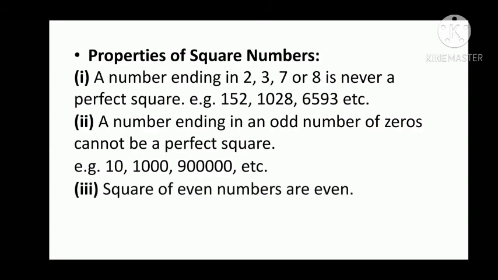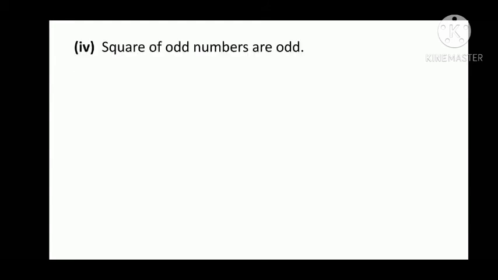Square of even numbers are even. It means if you are squaring even numbers, the answer will be also an even number. For example, 2 square is equal to 4, 4 square is equal to 16. Square of odd numbers are odd. It means if you are squaring odd numbers, result will be again an odd number. For example, 5 square is equal to 25, 9 square is equal to 81. Likewise, other examples can also be taken.